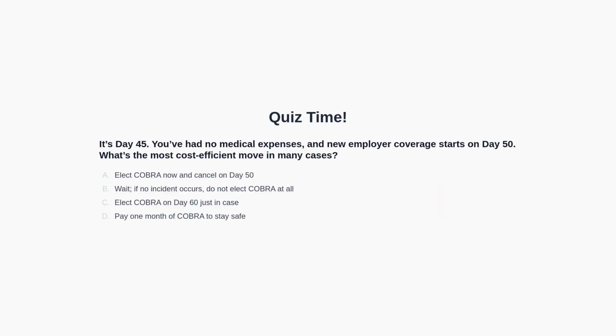Here is another scenario. It is day 45. You have had no medical expenses, and your new employer coverage begins on day 50. What is the most cost-efficient move in many cases? Should you elect COBRA now and cancel on day 50? Wait, and if no incident occurs, avoid electing COBRA. Elect on day 60 just in case, or pay 1 month of COBRA to stay safe. You may pause the video now to think. We will reveal the answer in the next section.